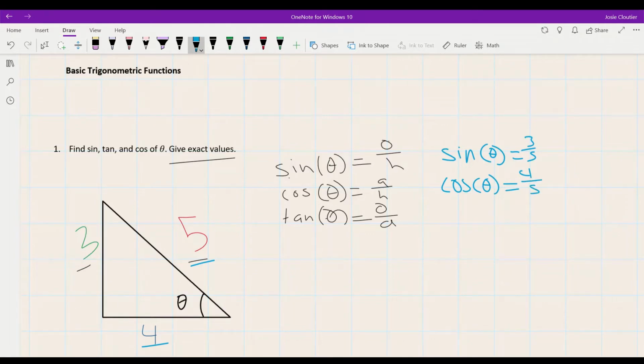And the opposite is 3, adjacent is 4. So tangent of theta is equal to 3 over 4. And because it wants us to give exact values, we can just leave them all as fractions, but since these are pretty simple fractions, you could write them as decimals if you wanted to.